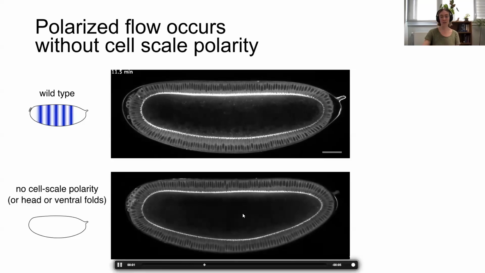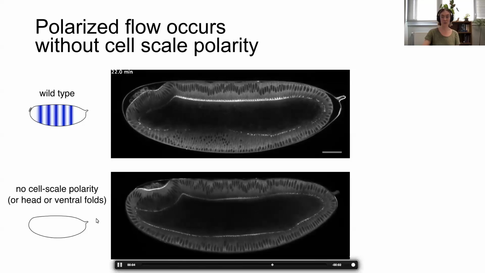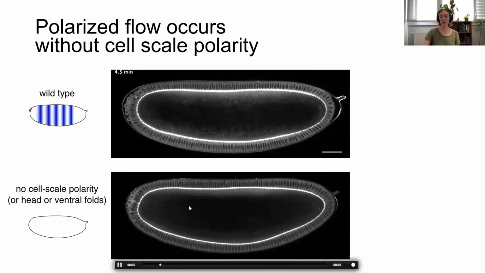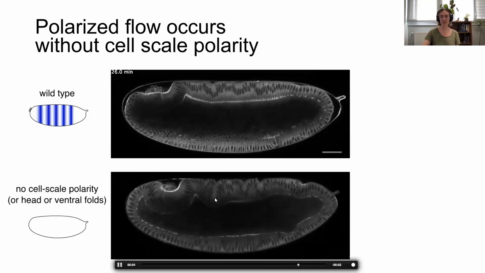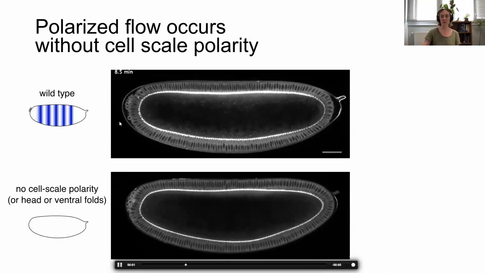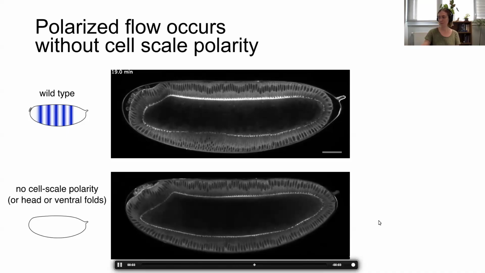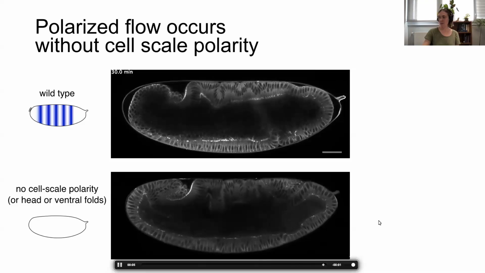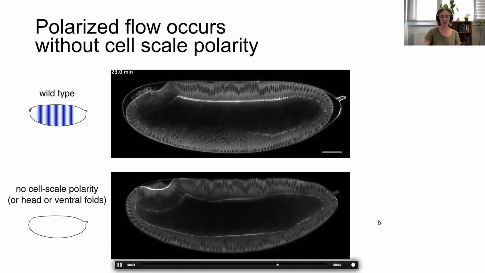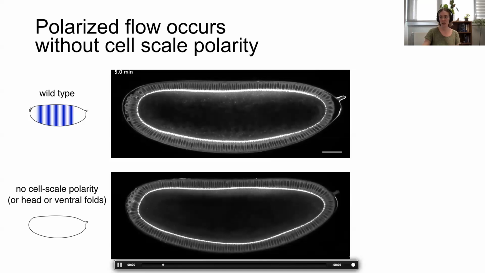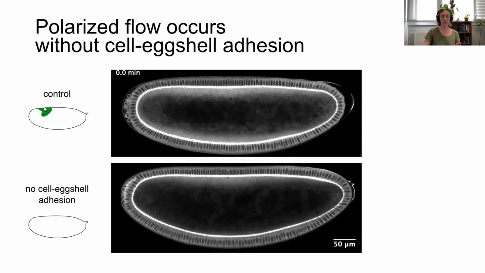But when we totally suppress cell scale polarity and a couple of other things also, the polarized flow still happens and happens pretty normally, at least for the first 20 minutes of flow that I'm showing in this video. So then we said, okay, so the cells themselves maybe aren't crawling in a specific direction, but we know that there's a region in the embryo where there's actually adhesion between the cells of the tissue and the eggshell that's surrounding it. So it's in this region.